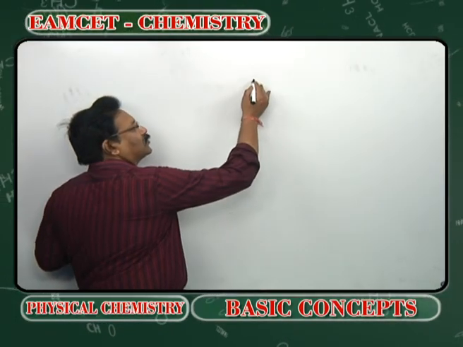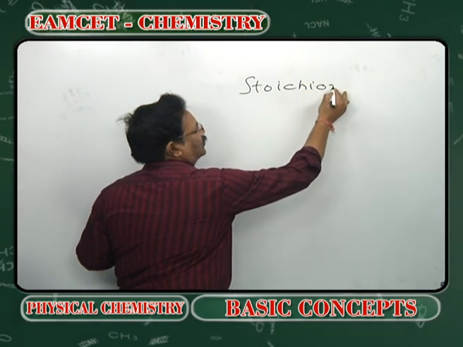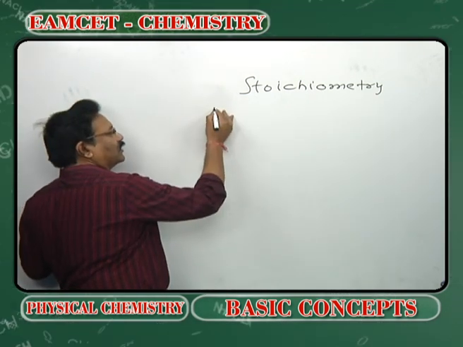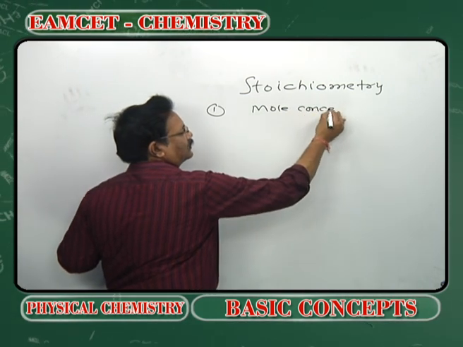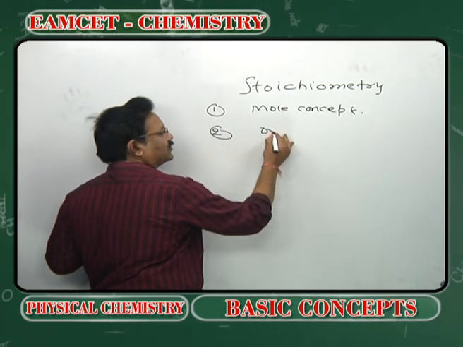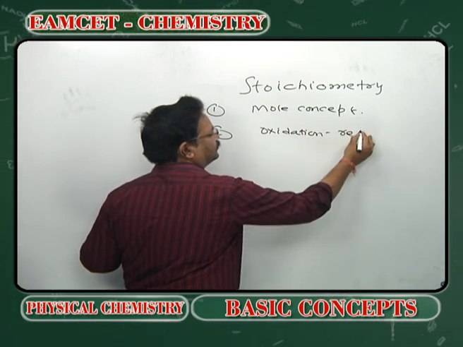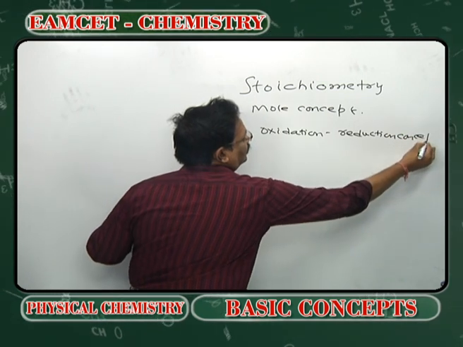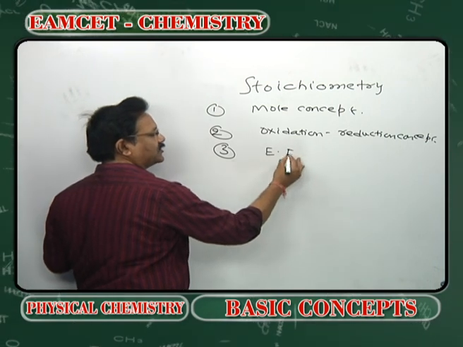So today's topic is stoichiometry. What are the main topics and subtopics in stoichiometry? One is the mole concept. Second is the oxidation reduction concept. Then empirical formula and molecular formula calculations.